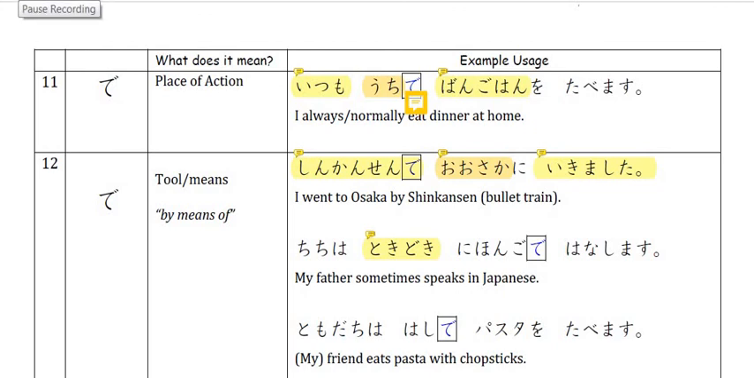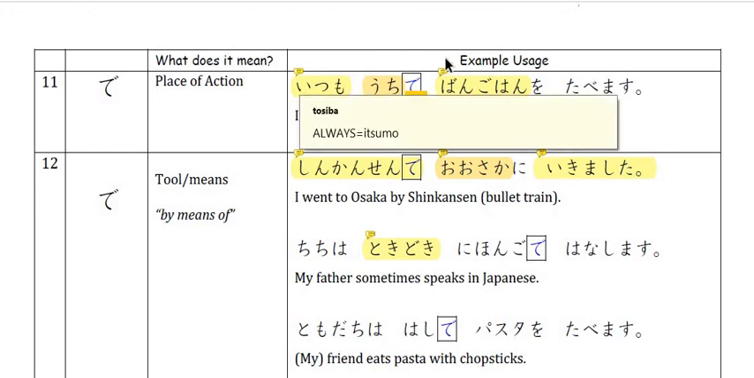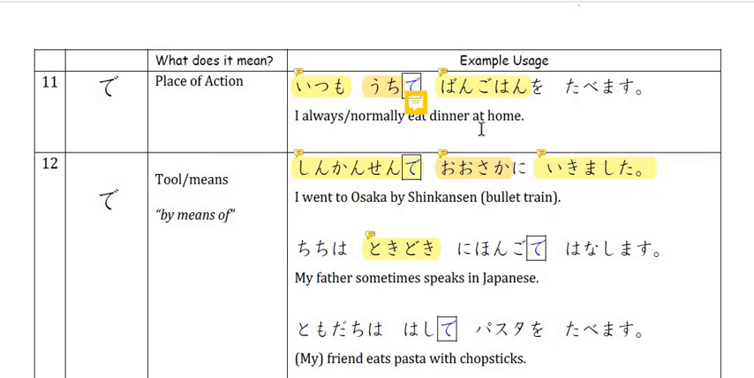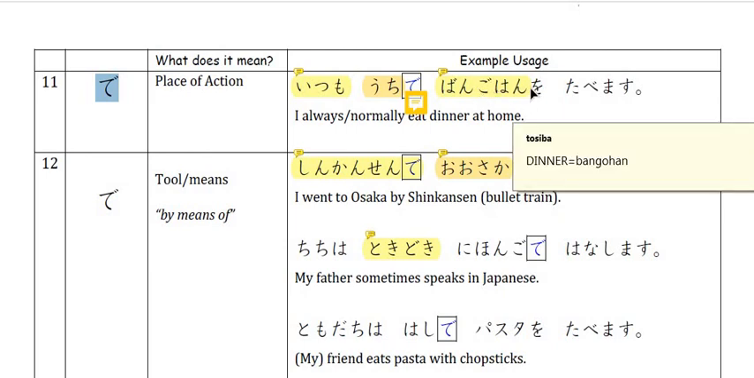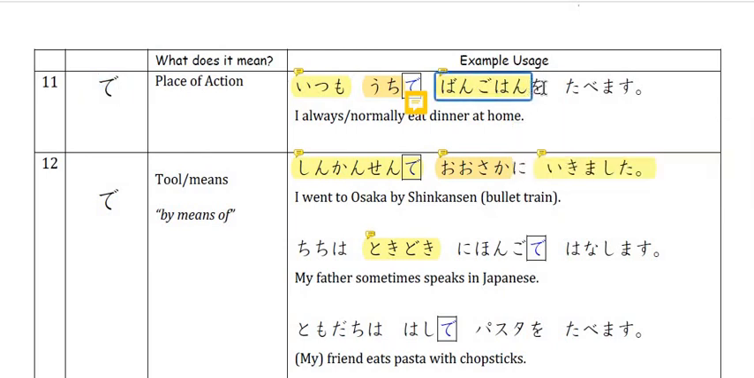So how do you say that? In Japanese, I always or normally eat dinner at home is itsumo uchi de bangohan o tabemasu. Okay. Itsumo means always or normally. Uchi, as I said, is home. And since uchi is where your action is carried out, you would mark it with the particle de. So uchi de bangohan means dinner, o is the object marking particle, and tabemasu.